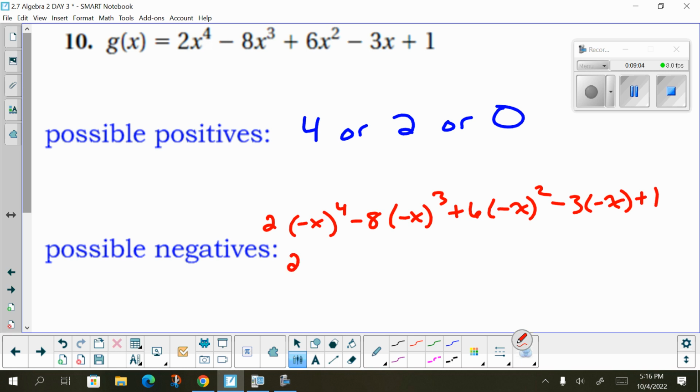My first term will be positive because any negative number to an even exponent would turn positive. My next term would actually be positive as well because it's a negative 3rd power, which is negative, but partnered with a negative 8 would turn positive. It'd be a double negative. My next term would be positive because it's negative x squared, so that'd turn positive. My next term would be positive too because it's a negative 3 with a negative x. And then I have my final positive 1, obviously.